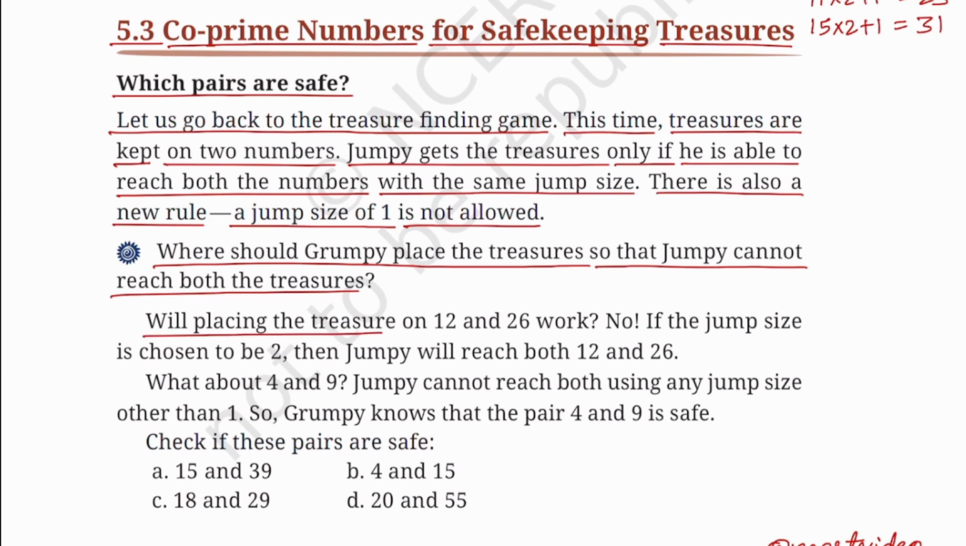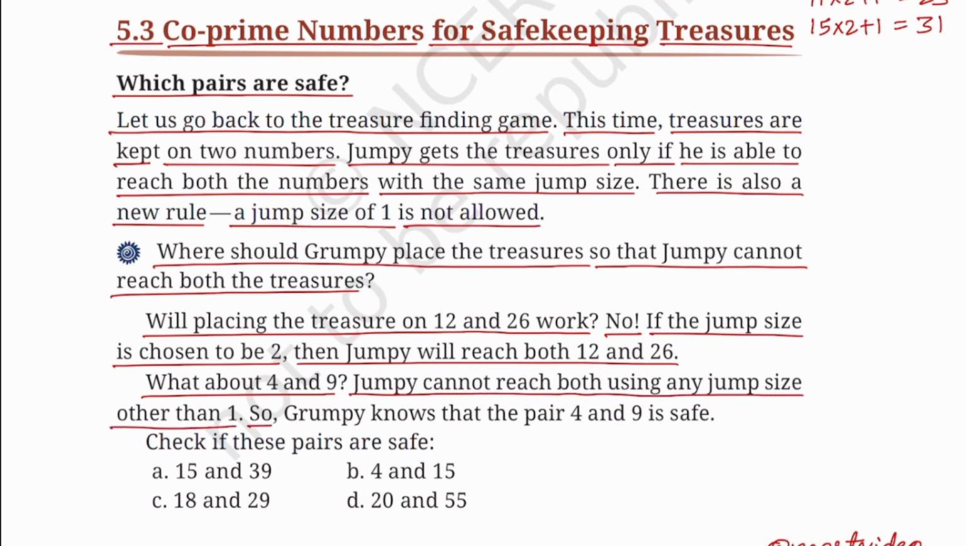Will placing the treasures on 12 and 26 work? No. If the jump size is chosen to be 2, then Jumpy will reach both 12 and 26. What about 4 and 9? Jumpy cannot reach both using any jump size other than 1. So, Grumpy knows that the pair 4 and 9 is safe. Check if these pairs are safe.